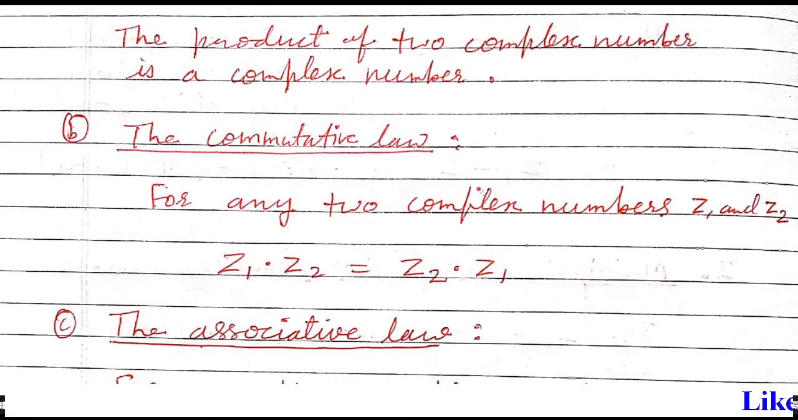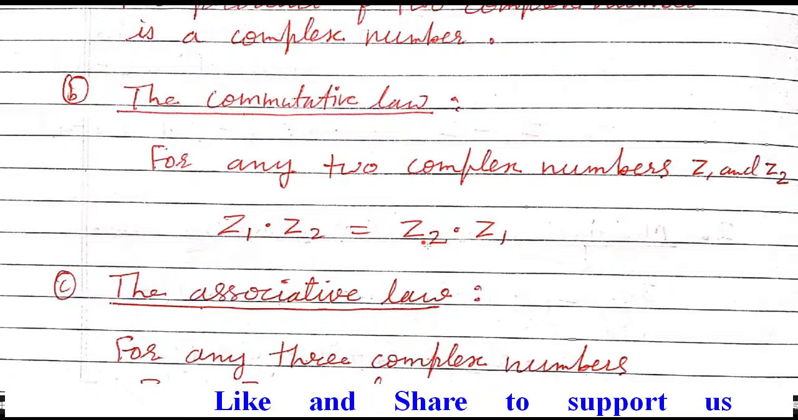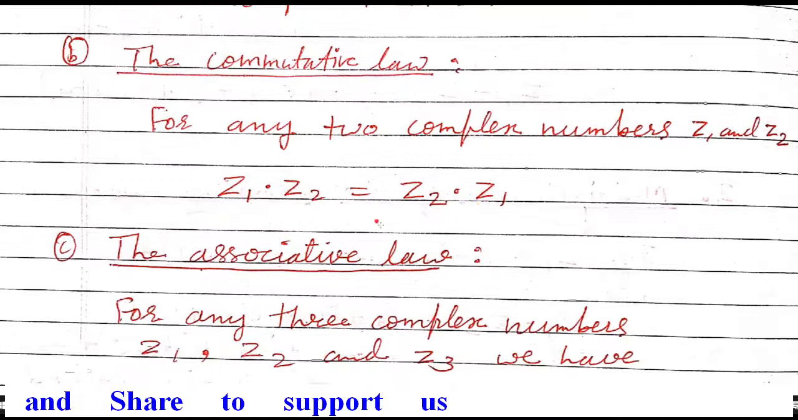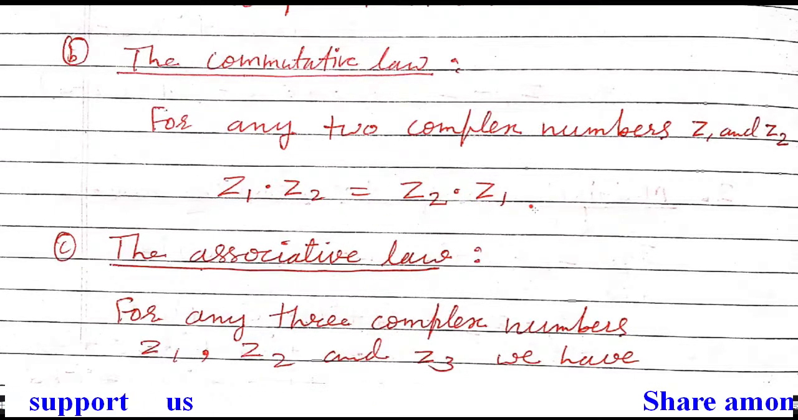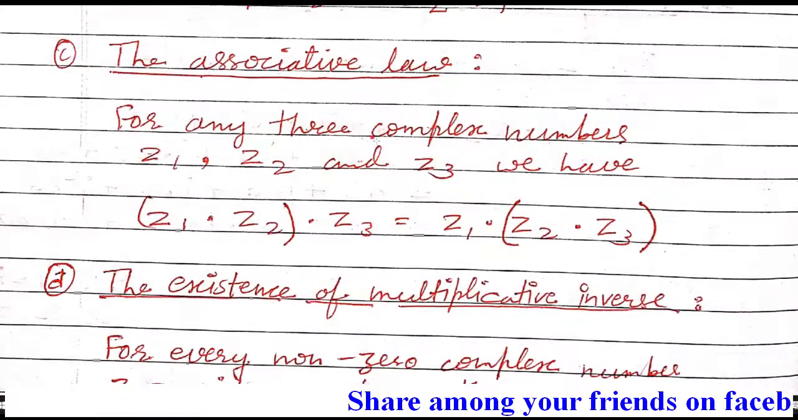Now the commutative property. The commutative property is also applicable in complex numbers. It means if you multiply Z1 by Z2 or if you multiply Z2 by Z1, you are going to get the same answer. So multiplication is commutative in the complex number set. Now the associative law, the associative law for multiplication.